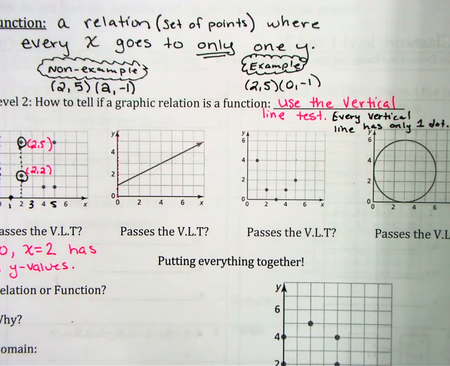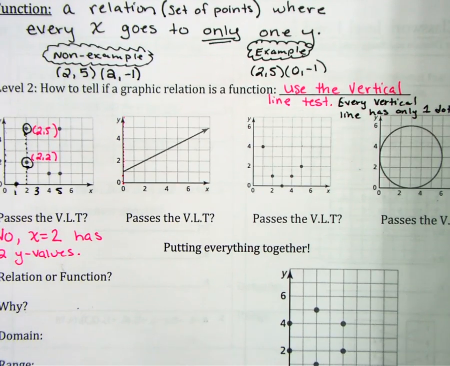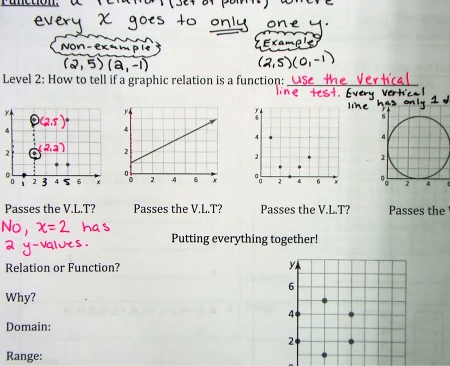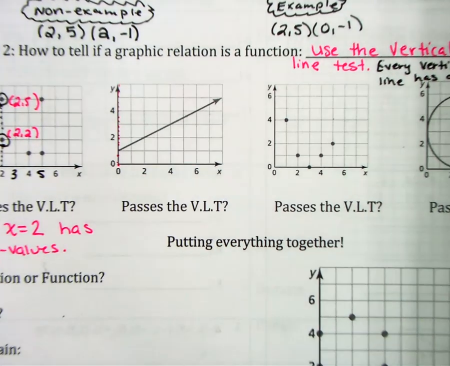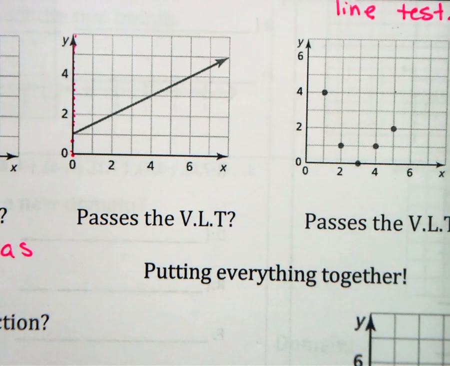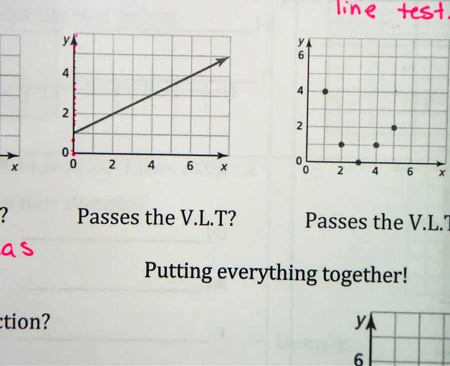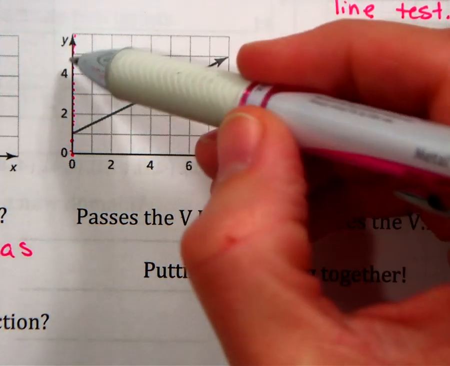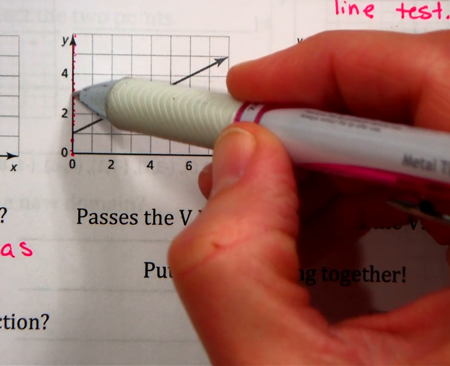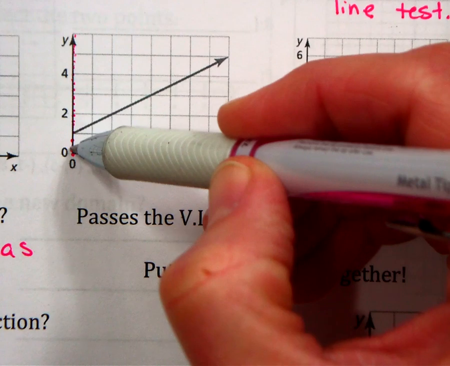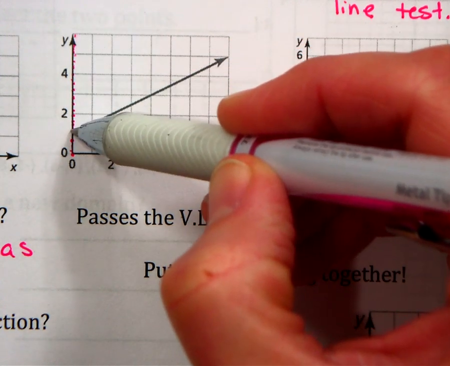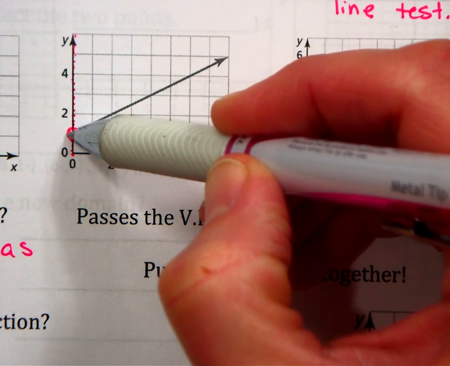Okay? So I'm going to zoom in on this one. Sorry if you didn't get that written. I can zoom out in just a minute, but I'm going to zoom in so we can see this a little bit better. Okay, so what I'm doing is I'm making an imaginary vertical line here. How many times does this vertical line hit that relation? 1 time.